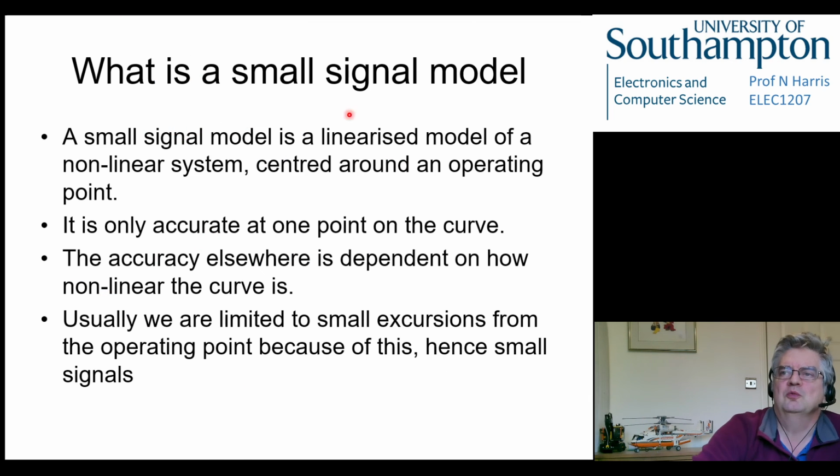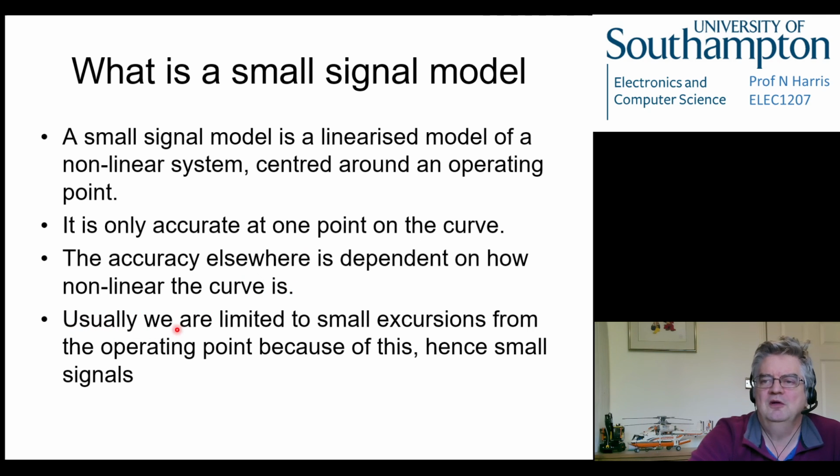So, what is a small signal model? In words, a small signal model is a linearized model of a non-linear system. And so we're starting to recognize this as being a good thing. We've linearized it, we've taken away all the complexity, but it started off being non-linear. And we center that around an operating point. An operating point is the bit where the linearized part is exactly the solution to the non-linear part. It's only accurate at one point on the curve. The accuracy elsewhere is dependent on how non-linear the curve is.